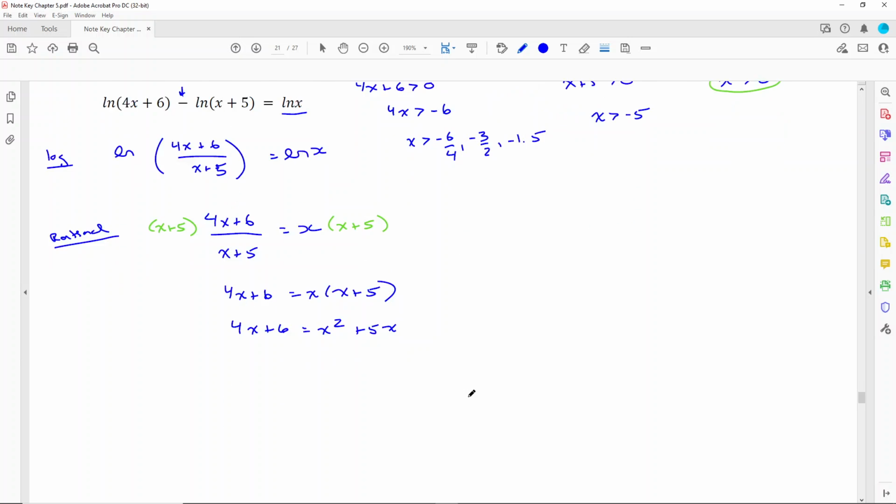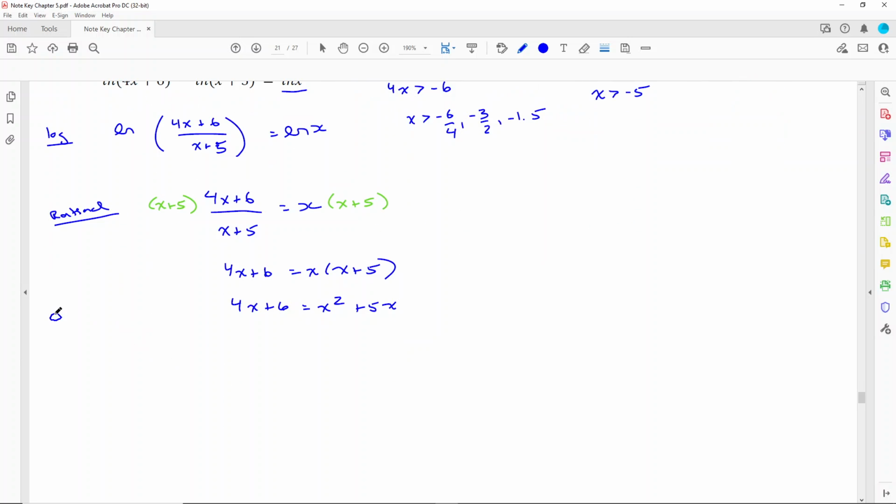What type of equation is this? Well, it's quadratic. How do I solve a quadratic equation? Well, I have 4 options. I can factor, square root method, complete the square, or quadratic formula. Most of these questions, I haven't found one in the textbook yet that can't be solved by factoring. So to solve by factoring, we're going to set it equal to 0. So we'd have x squared plus x, because we're subtracting 4x, minus 6.